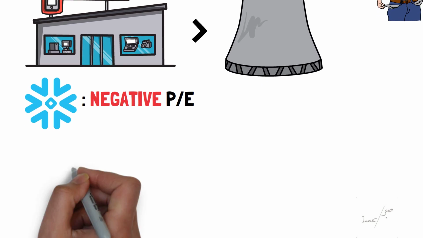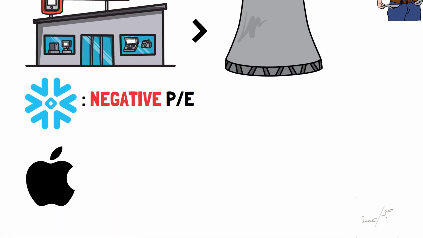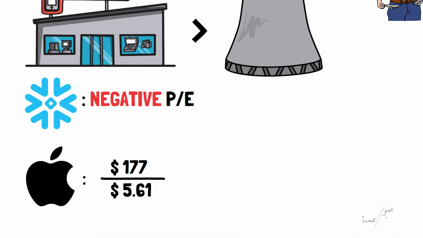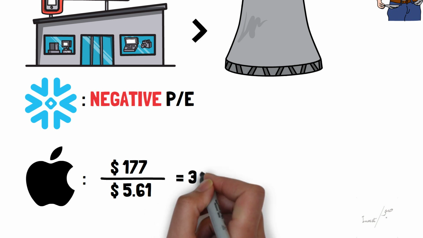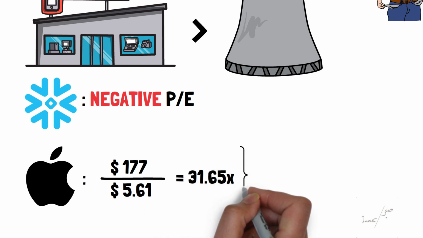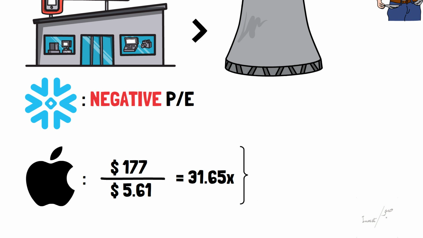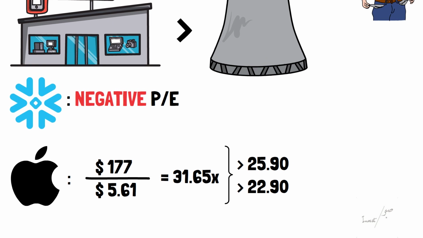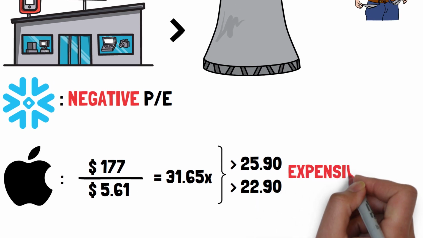So let's look at Apple's PE ratio and compare it to its peers. First, we take the stock price and divide it by the EPS, which can be found in the company filings, or you take earnings and divide it by number of shares outstanding, and we get a PE ratio of 31.65. Comparing it to the PE value of its peers and Apple's 5-year average PE ratio, we have to say that Apple is expensive on a PE basis.